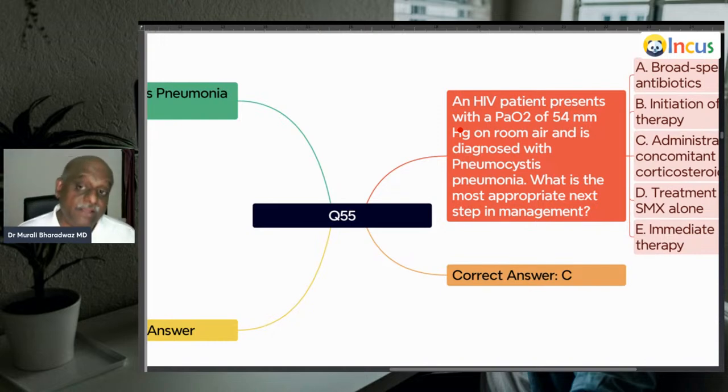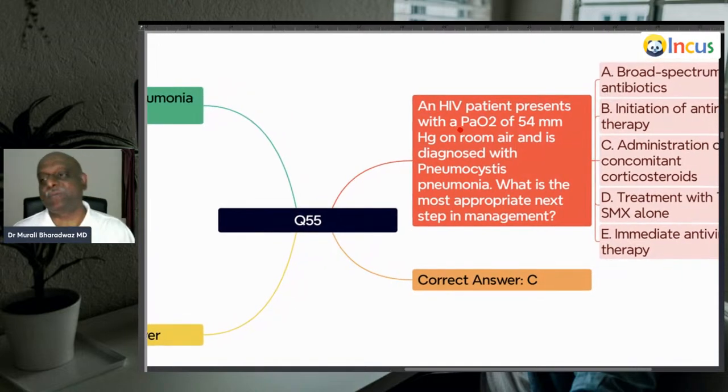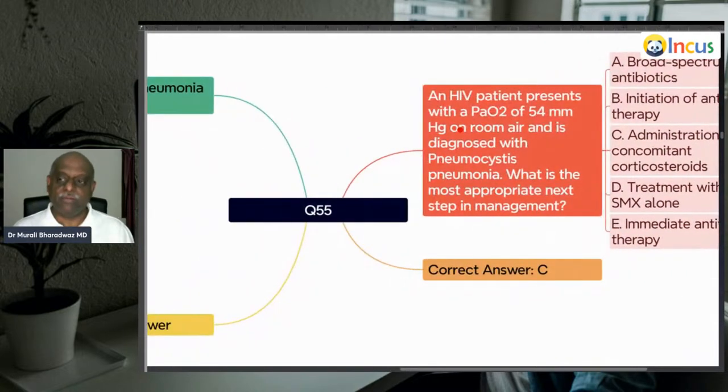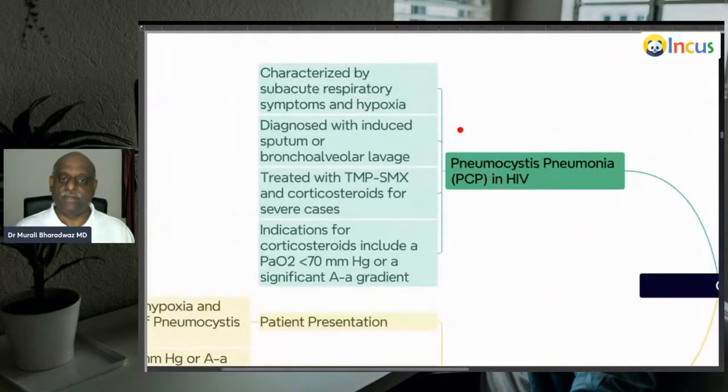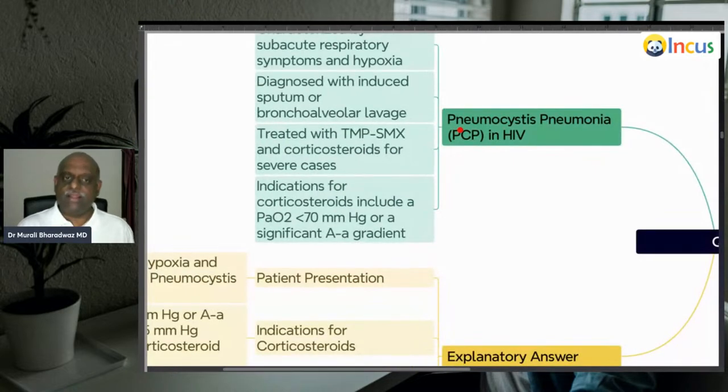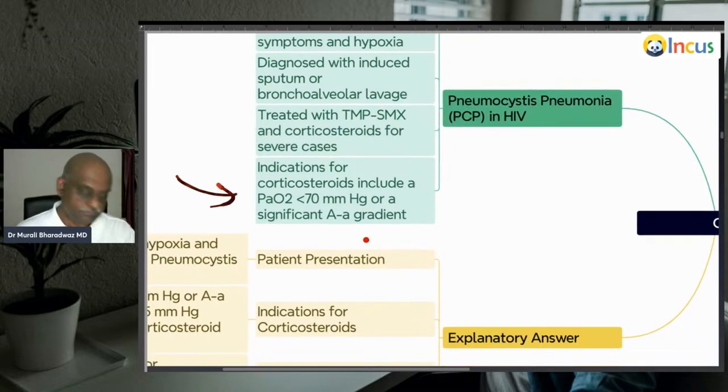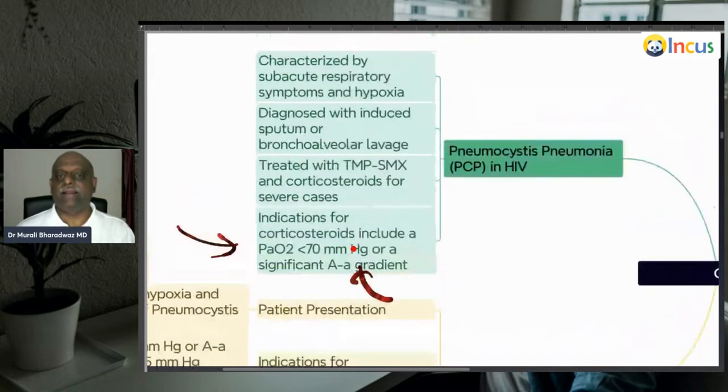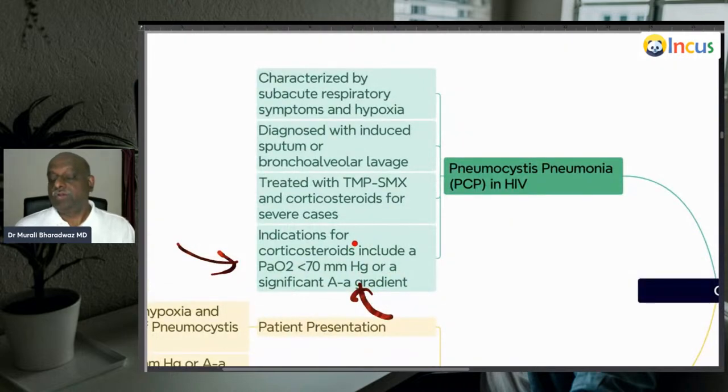HIV patient with pneumocystis pneumonia is already immunocompromised, but what is the indication for steroid? If it is pneumocystis pneumonia, you have to give concomitant steroids. So what is the indication for corticosteroid? PaO2 less than 70 or a significant alveolar-arterial gradient. So pneumocystis is treated with trimethoprim-sulfamethoxazole, double strength, and corticosteroids for severe cases.